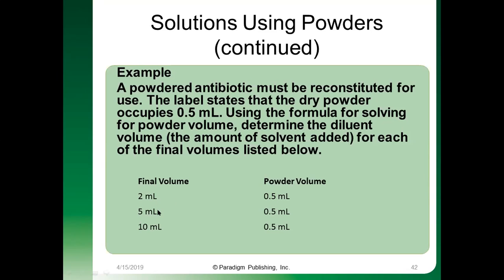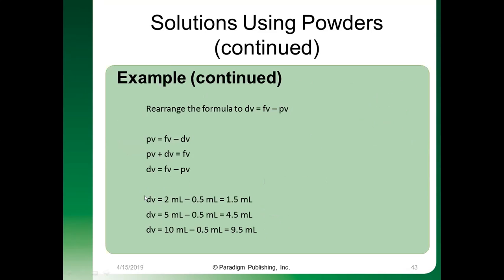The final volume was 5 mLs. The powder volume was 0.5. The final volume was 10 mLs. The powder volume was 0.5 mLs. So what is the diluent volume in order to get the final volume? So we're going to rearrange our formula. DV is equal to FV minus PV.